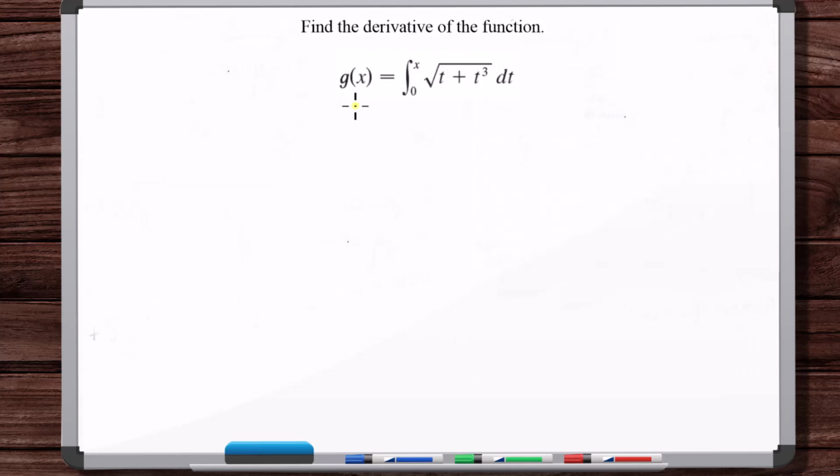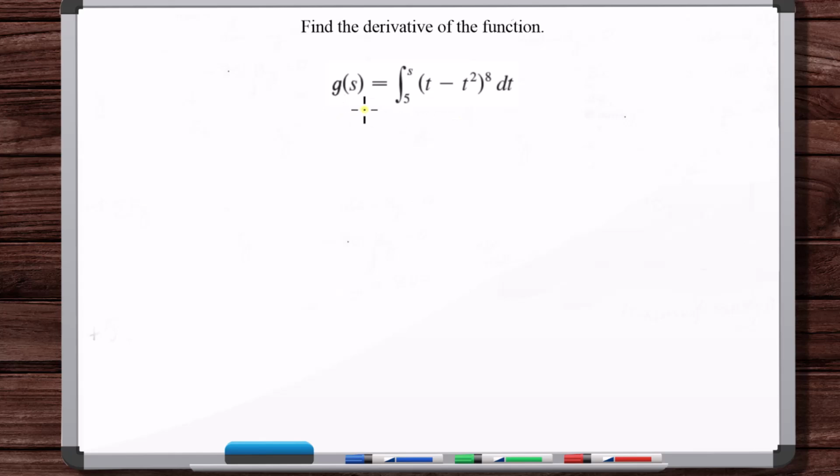All right, find the derivative of the function. What is the derivative of this function here? Well, fundamental theorem, part 1. We have the definite integral from any constant to the variable, and then just a function, dt. The only thing we need to check is whether this function is continuous from 0 to x. You can see that if x was negative, then we could have issues. So x could potentially be less than 0. You just have to look at it. But if we just think about x being greater than 0, there's no issue. And so g prime of x is going to just be equal to square root of x plus x cubed.